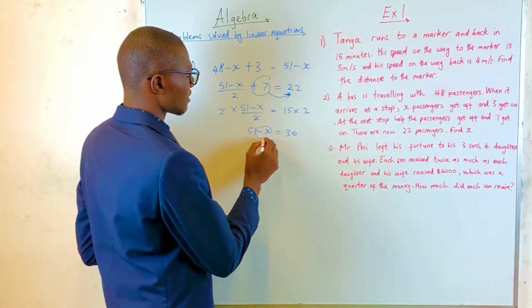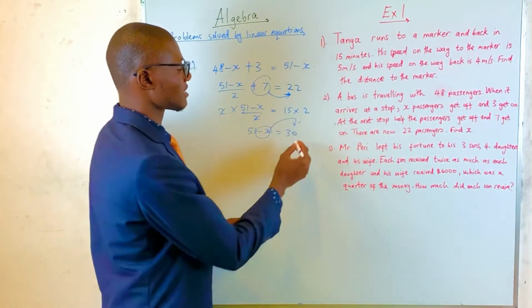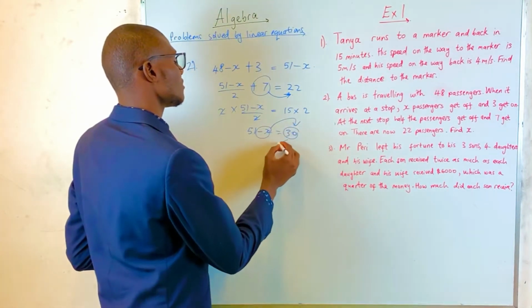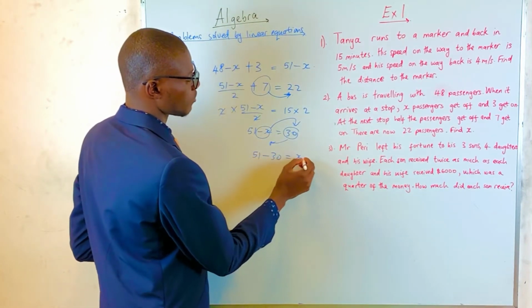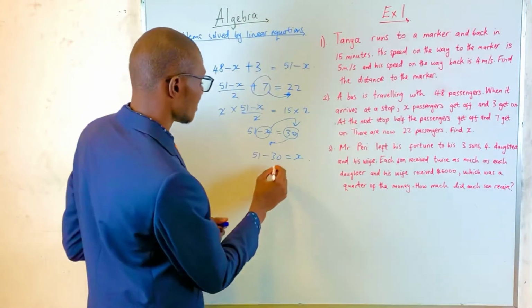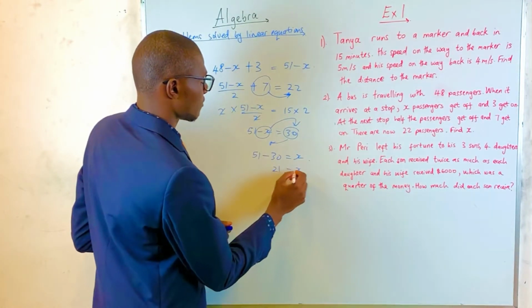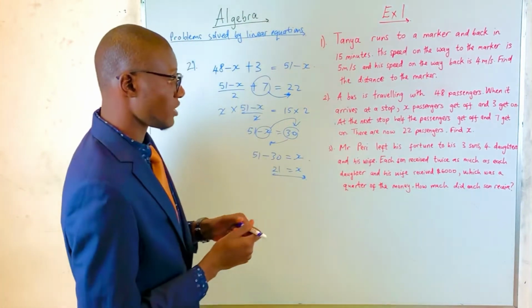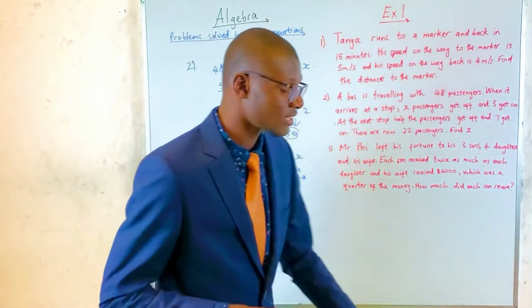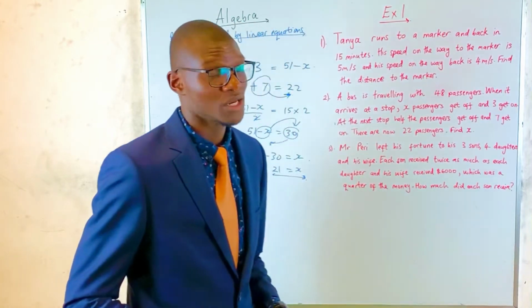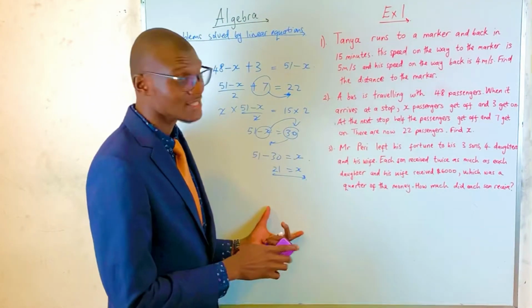So now if we take this minus x to the right hand side, then we take the 30 to the left hand side, we now have 51 minus 30 being equal to x. So 51 minus 30, we get 21. So x is simply equal to 21. This is how we solve number 2. So now let's look at the last question, which is number 3. So allow me to erase this.